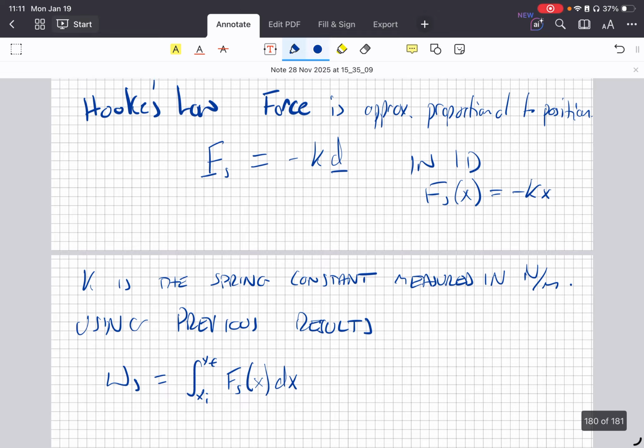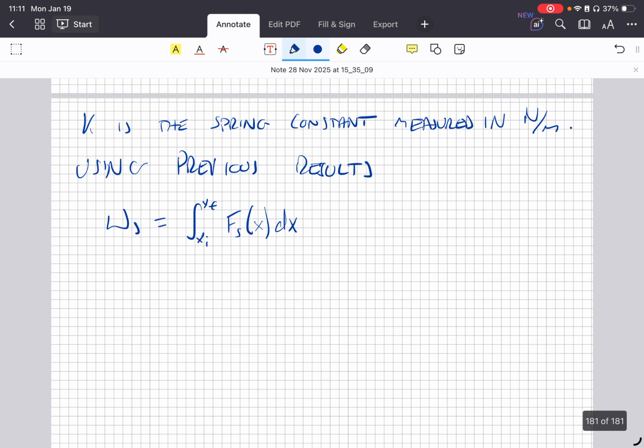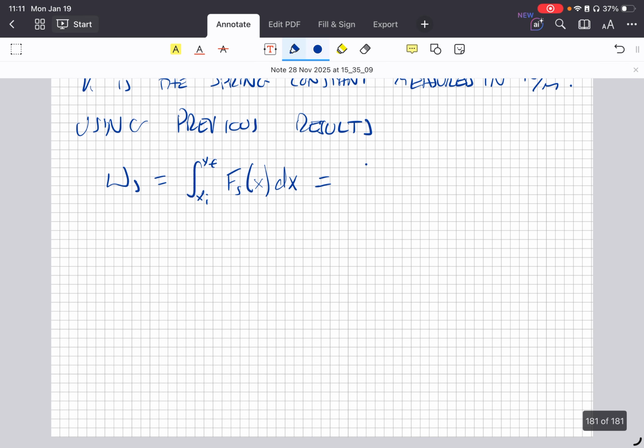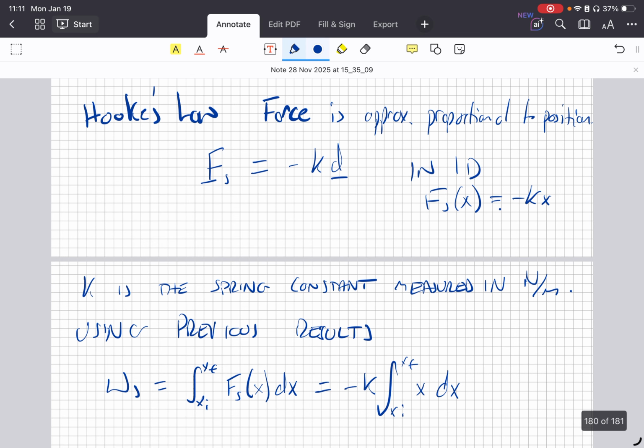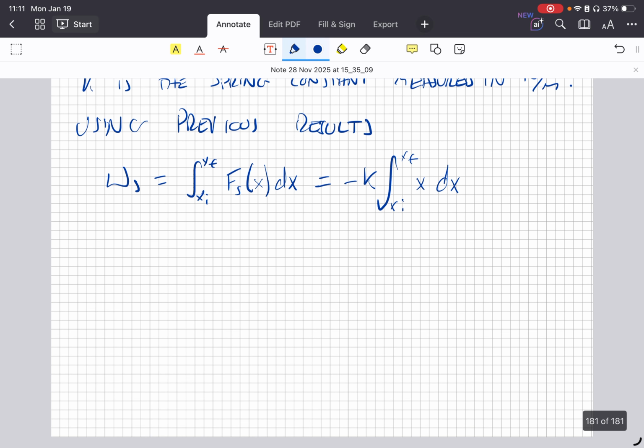Now, we know what the force done by the spring is. It's given by this expression, minus kx. So this will give us minus k. That's just a constant, so we can take that outside. Integral between xi and xf of x dx. So that's just substituting in minus kx in place of this Fs of x, which is what we have here.